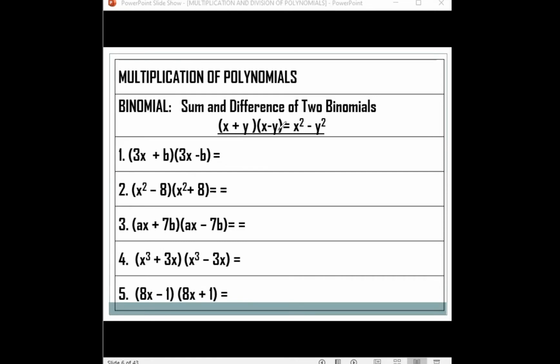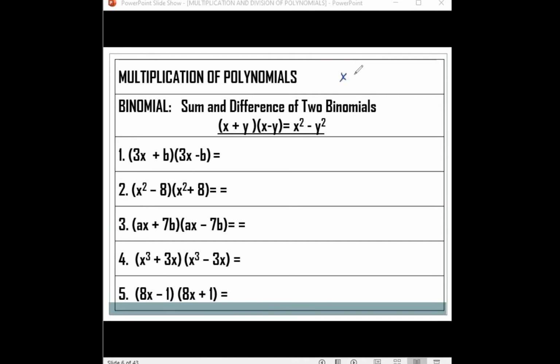So if we have observed that the first terms are the same, and then the second terms are also the same, but one is positive and the other one is negative, the short method for that is we simply have the square of the first term, that is x raised to the second power, and then minus y raised to the second power. We can actually prove that by simply making use of our FOIL method.